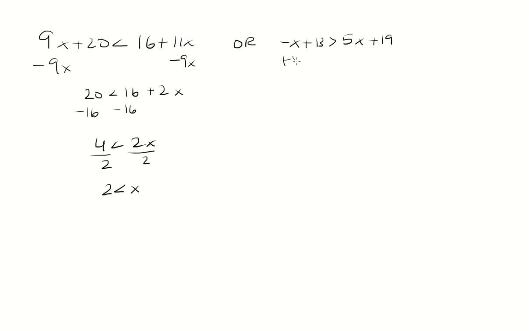And now this one, we'll add x to both sides. We have 13 is less than 6x plus 19. Subtract 19. Negative 6 is greater than 6x. And so now to solve for x, we just divide by 6 to get negative 1 is greater than x.